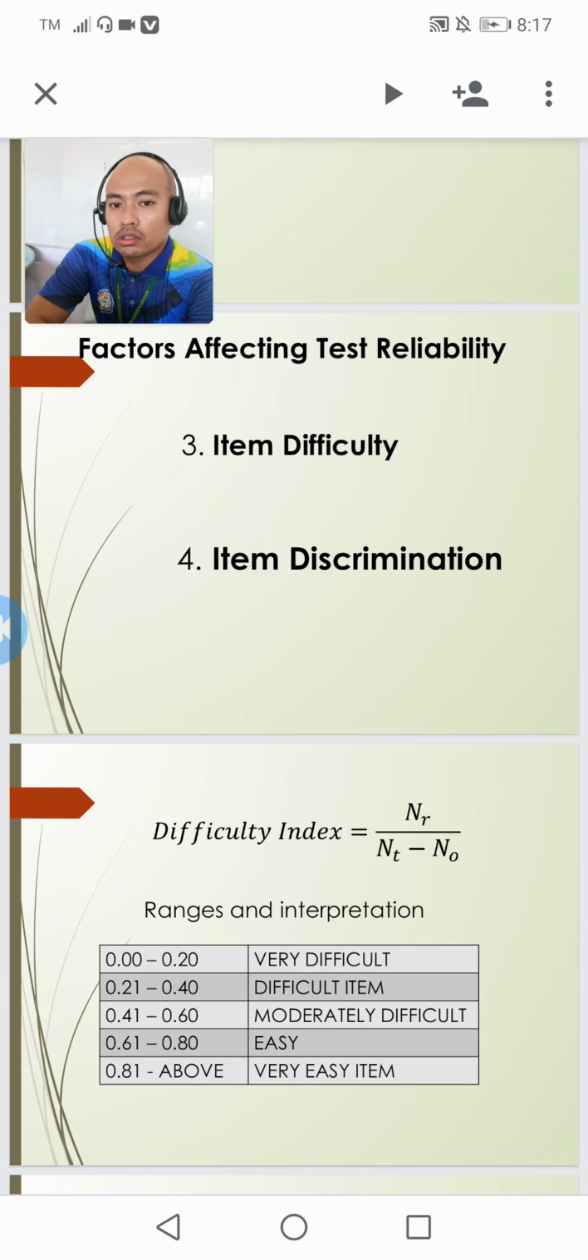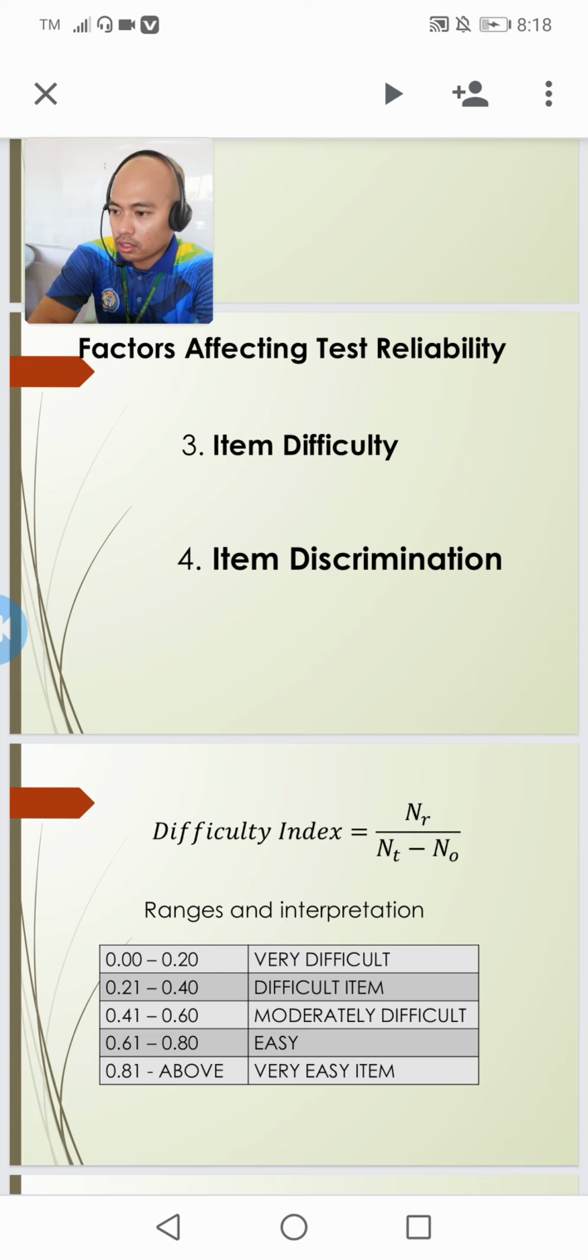So this will be the continuation of my previous videos presented to you last meeting, talking about factors affecting test reliability of classroom test instruments. I have already discussed the third one, which is the item difficulty, of which I have given a formula for it, for you to be able to compute the difficulty index or indices of the items in the test paper or in the test question.